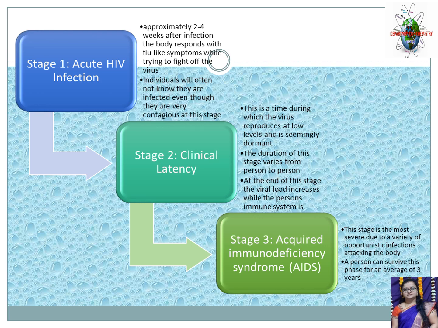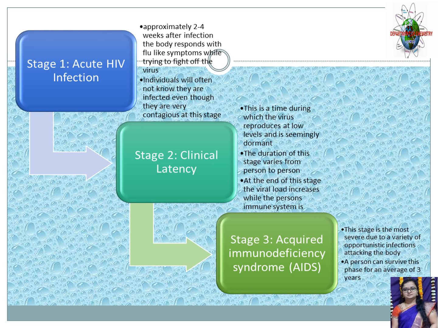Here is the summary of all the three stages at a glance. Stage 1, acute HIV infection. Approximately 2 to 4 weeks after infection, the body responds with flu-like symptoms while trying to fight off the virus. Individuals will often not know that they are infected even though they are very contagious at this stage.